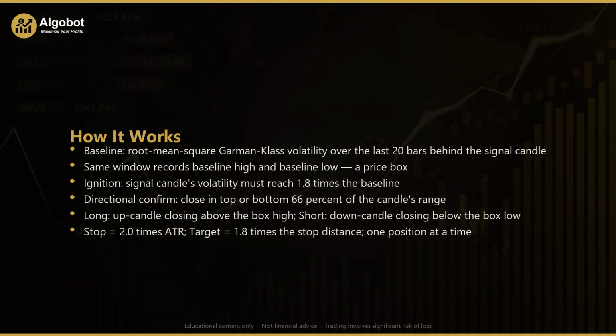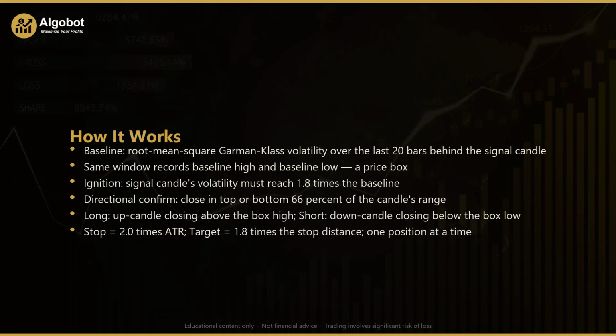Next comes the ignition test. The strategy measures the Garman Klass volatility of the signal candle on its own, and asks whether it has expanded to at least the expansion factor multiplied by the baseline. By default, that factor is 1.8, so the signal candle must be nearly twice as volatile as the recent norm. If the candle is just ordinary noise, the strategy does nothing and waits. If volatility has genuinely expanded, the EA moves to confirmation.